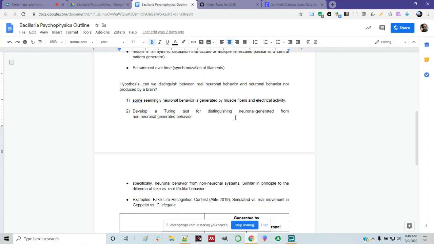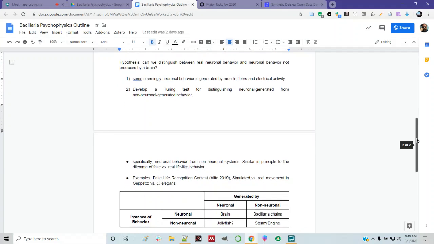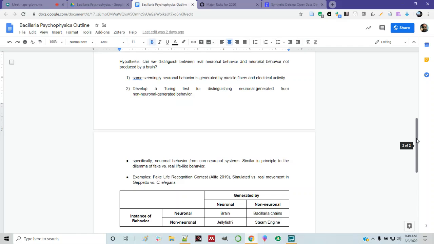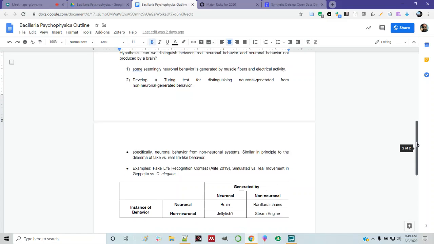So he proposed that you develop a Turing test for distinguishing these two types of behavior. In other words, for the simulated behavior, how do we know it's real? There's potentially a Turing test there that can be used to distinguish between real life behavior and simulated behavior. And the same may hold true for something like a bacillary, which doesn't have a brain per se, and something that might have a brain that would produce the same behavior.